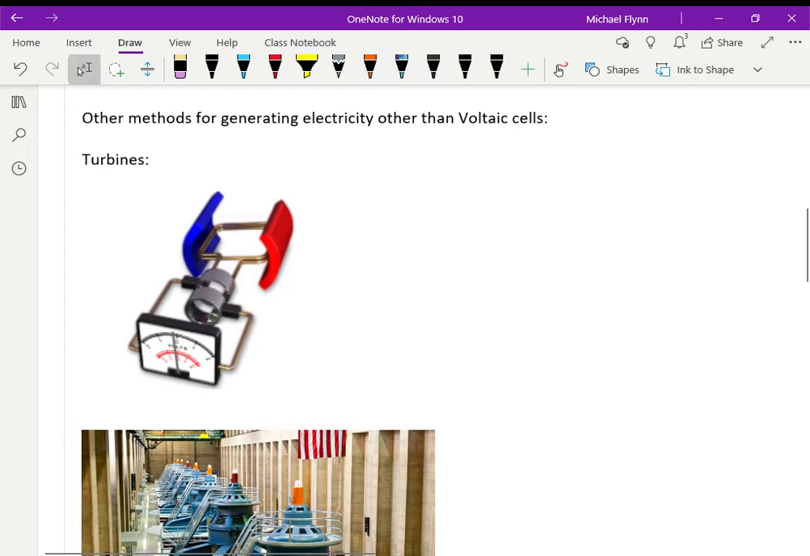Now, we should talk about other methods for generating electricity other than batteries, okay? So we're not talking about batteries now. Batteries is not how we produce electricity on a large scale. What we use for that normally, and I've got a demonstration I can show you tomorrow on this.